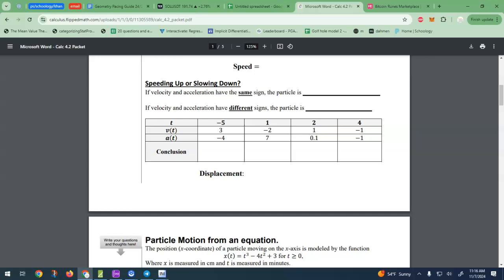So this has a positive velocity, so we're moving forward. But we're decelerating. So we're going forward, but we're going forward slower. So that's slowing down. That would be moving forward slow.